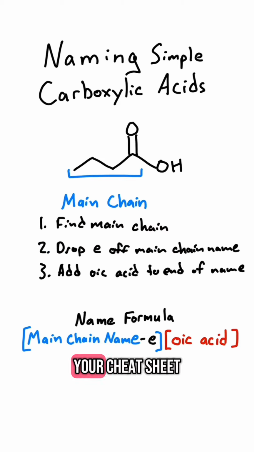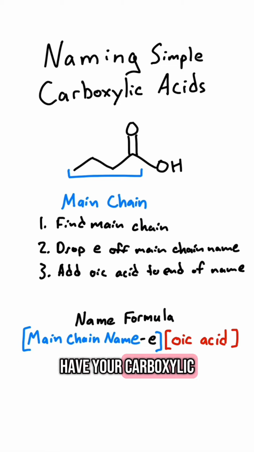As always, here's your cheat sheet. You can screenshot that for later. Just remember when you're naming simple carboxylic acids, the first thing you want to do is find that main chain right here. Then you want to figure out the number of carbons and its alkane name and drop the E off it. And then add oic acid at the end of what's left of your main chain name, and boom, you have your carboxylic acid name.